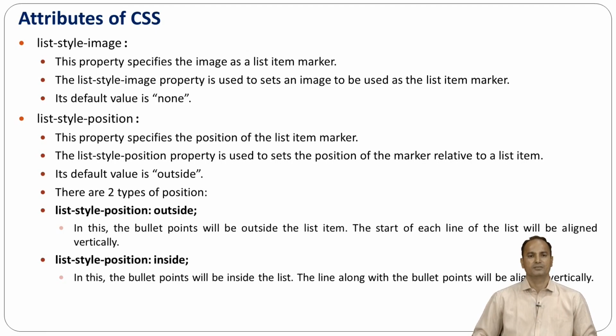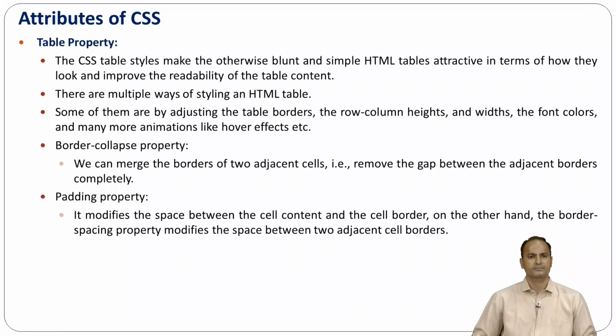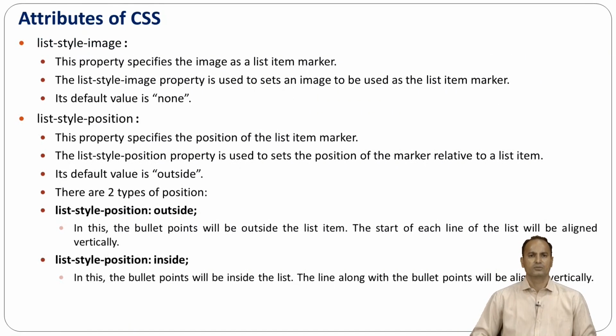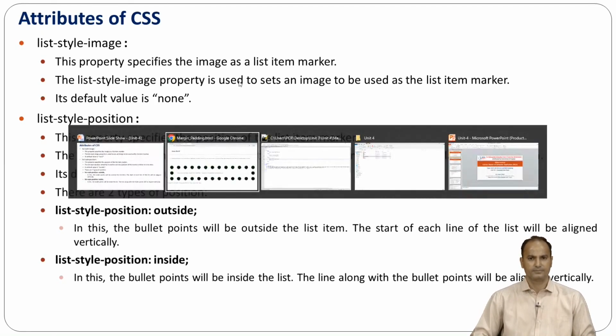List style position. This property specifies the position of the list item marker. The list style position property is used to set the position of the marker relative to the list item. There are two types of values for the position. It may be outside or inside. You can set either one as per your requirement, whether you want it outside or inside of the content box. So let's try to understand it through the example.